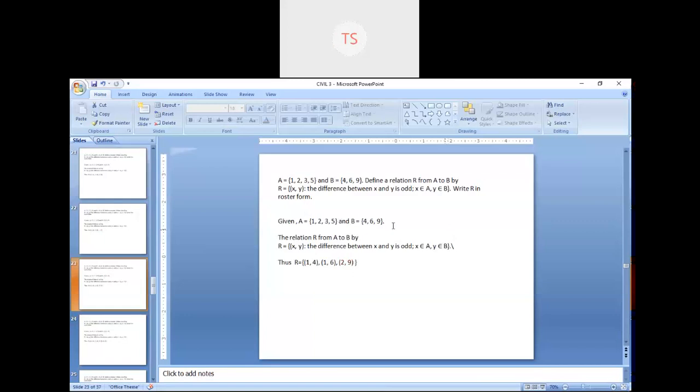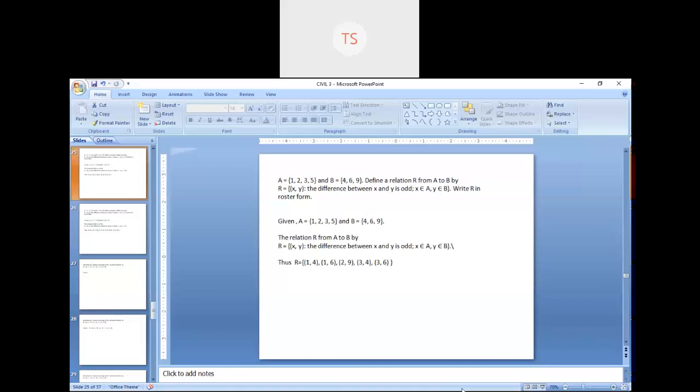Next, come to 3. Can I include (3, 4)? The difference of 3 and 4 is 1. So yes, I can include (3, 4). Next, (3, 6). Can I include 3 and 6? Yes. And (3, 9)? No, I cannot include (3, 9) because the difference is 6.